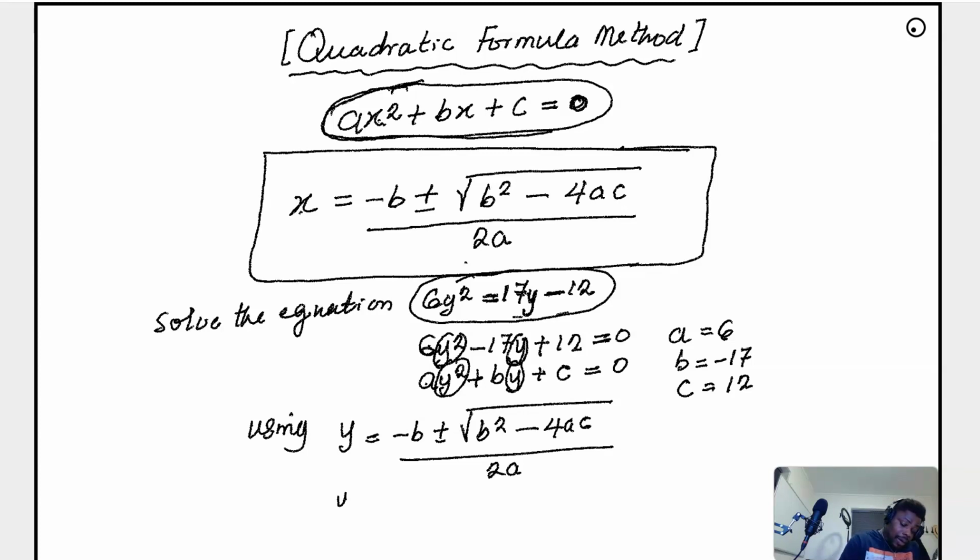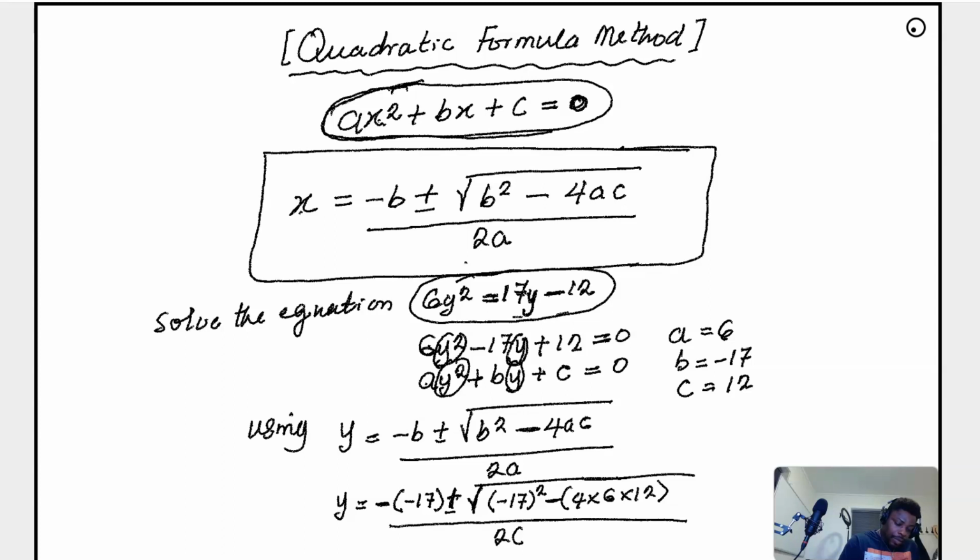So here, y is equal to minus b. What is b? Minus 17. I'll put that in brackets. See that? Plus or minus b squared. What is b? Minus 17. That is minus 17 squared. Minus. Remember, this part, always put a bracket before you write that part. So 4 times, what is a? 6. What is my c? 12. All over 2a. What is my a?